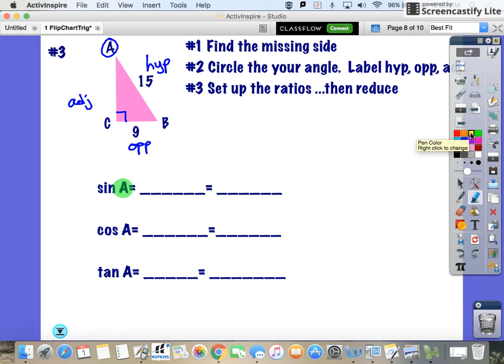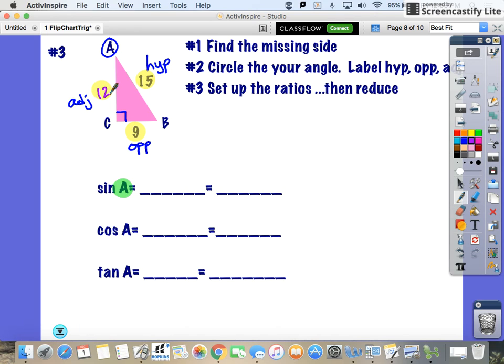Now you'll hopefully notice this is also a 3, 4, 5 because this is 3 times 3. This is 5 times 3. That means this side is going to be 4 times 3, which is 12. So I know this side is 12, but let's pretend that we don't know.